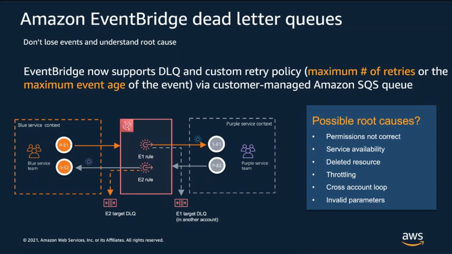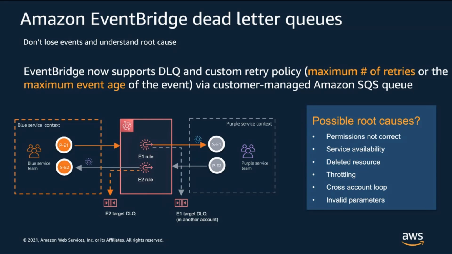For service-side issues, EventBridge retries delivery of events for up to 24 hours. This can happen if the target service is unavailable or the target resource is not provisioned to handle the incoming event traffic and the target service is throttling the requests.